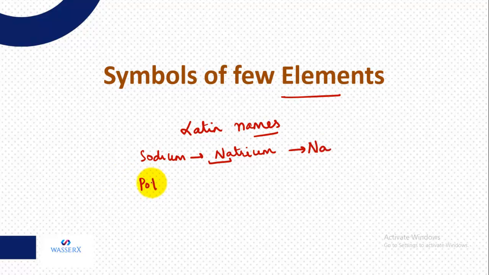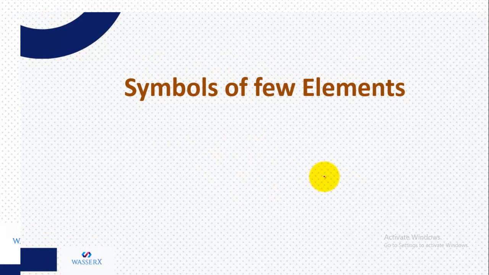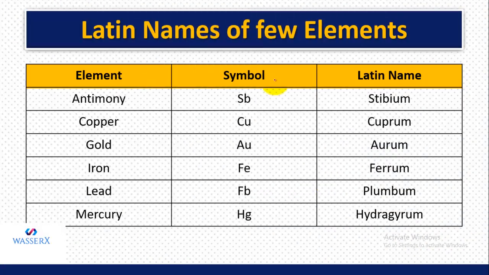Likewise, if I talk about another element, let's say potassium, the Latin name for potassium is kalium, and its symbol is derived from this Latin name, that is the first letter, which is K. So the symbol for potassium is K. Likewise, we have a few elements whose symbols are derived from their Latin names, but it is either the first letter or the first two letters. So let's see the Latin names for a few elements.